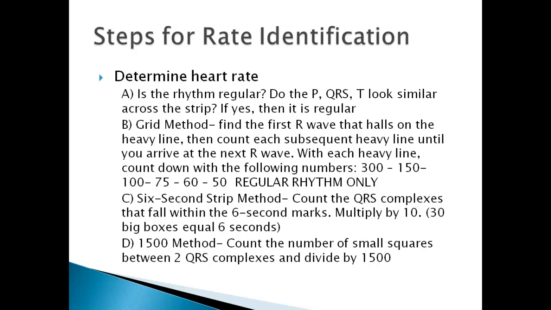To determine the heart rate, the first question you need to ask is: is the rhythm regular? Do your P waves, your QRS complexes, and T waves look similar across the strip? Do they occur at regular or equal times on the EKG strip? If you answer yes to these questions, then you can assume that it is regular.